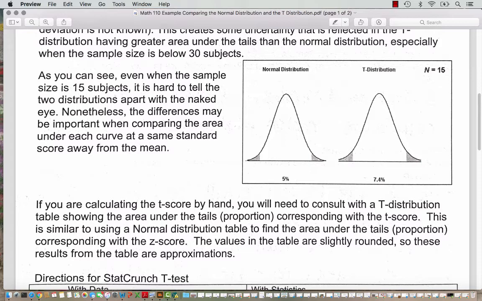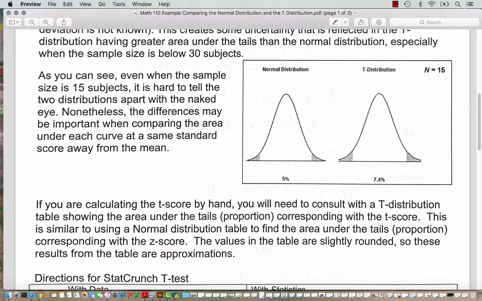As you can see, even when the sample size is 15 subjects, it's hard to tell the two distributions apart with the naked eye. So we've got the normal distribution on the left here, and the t-distribution. This is when we have 15 subjects. So they look almost the same, but we can see from the shaded area that there is 7.4% in the tails of the t-distribution area over here. So even though we can't tell the differences apart with the naked eye, nonetheless the differences may be important when comparing the area under each curve at the same standard score, meaning the same z-score or t-score, away from the mean.